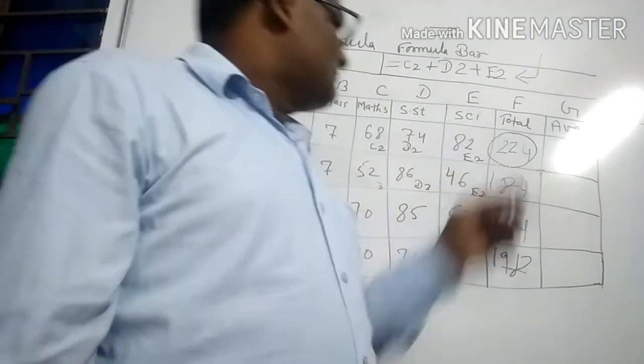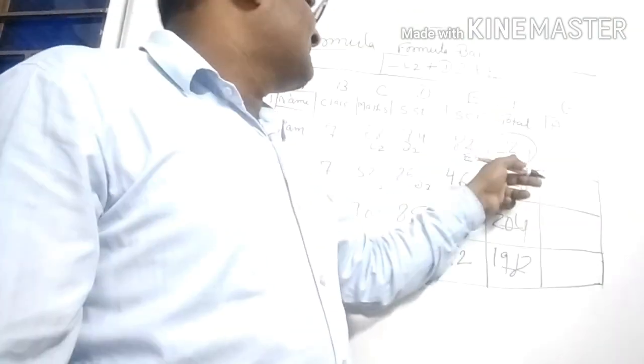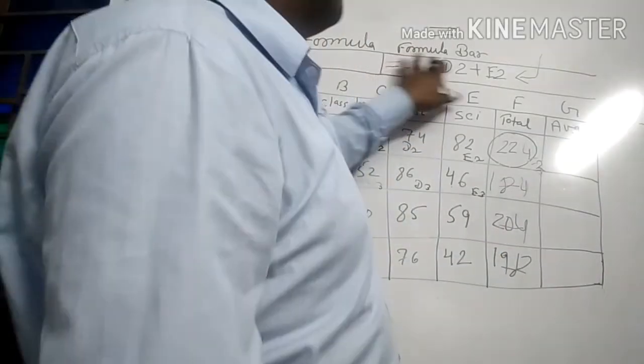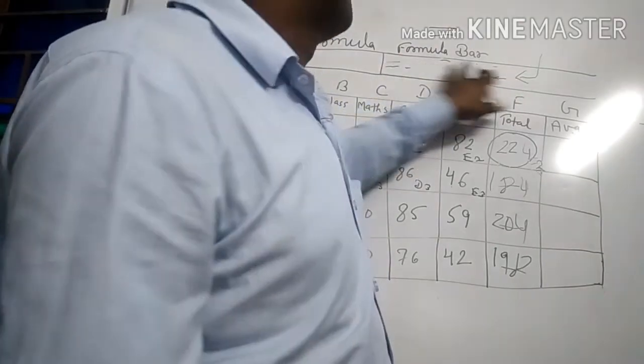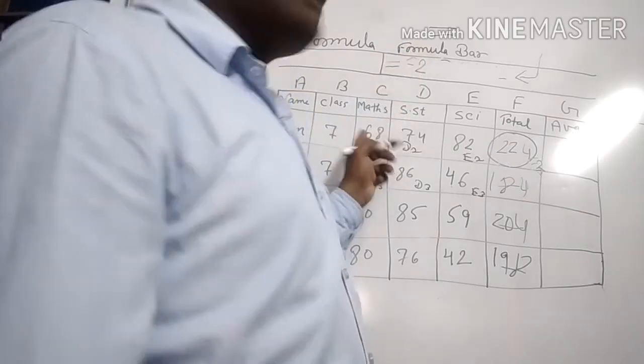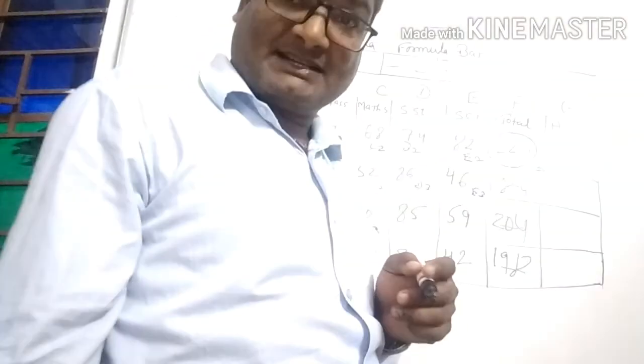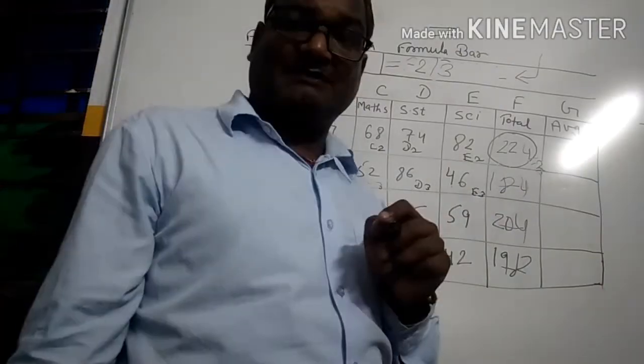Then here is the average. How do we find the average? What is the address of this? F2. So here just delete this formula and write here F2, how many subjects? 1, 2, 3. F2 divided by 3, and once again press enter button.